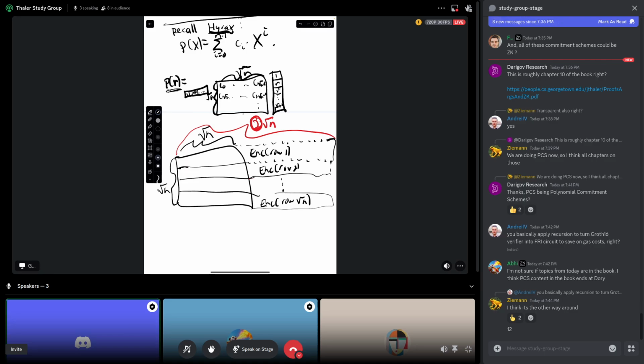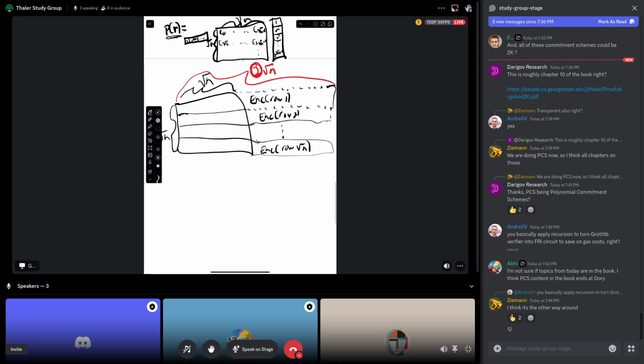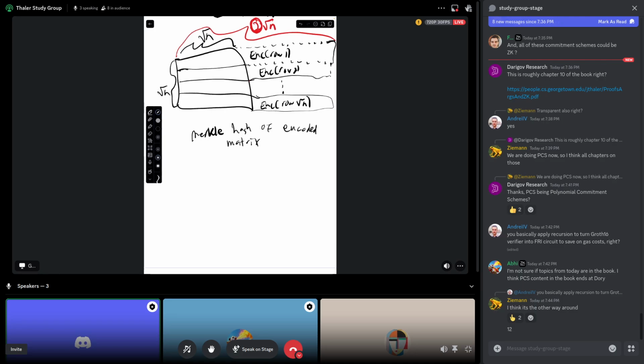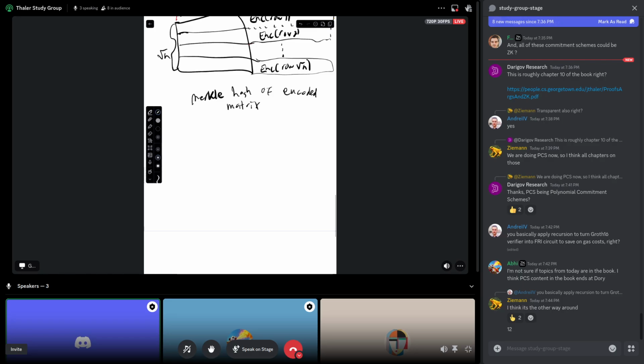And then the commitment is just the Merkle hash of the encoded matrix. As we'll see, it actually makes sense, mainly as a concrete performance improvement, to treat entire columns of this encoded matrix as the leaves of the Merkle tree. So the picture is this. Here's your unencoded matrix. The encoded matrix has the same number of rows, but more columns. So here's your encoded matrix.